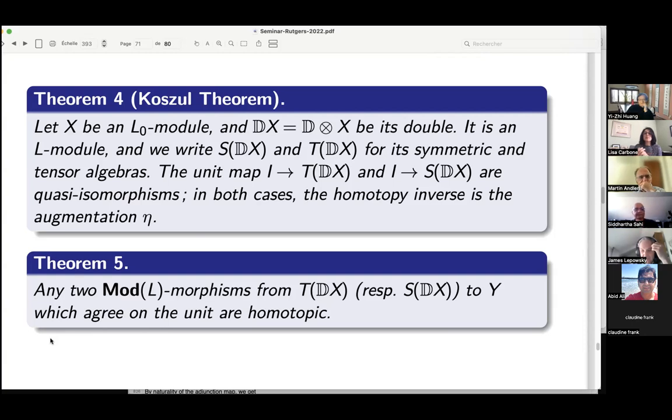Mm-hmm. Okay, interesting. Yeah. Unfortunately, I will not be able to discuss it live with you, but maybe Siddhartha could do it, or maybe I'll come back at some point. Yeah, so I would be interested in seeing this type of theory developed.